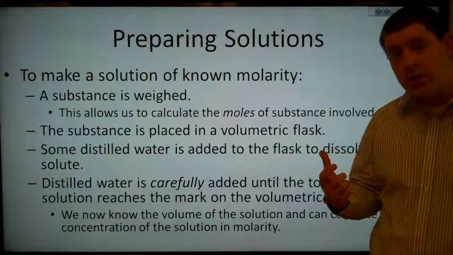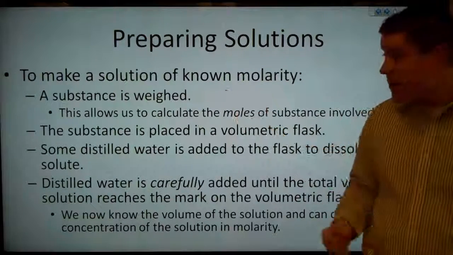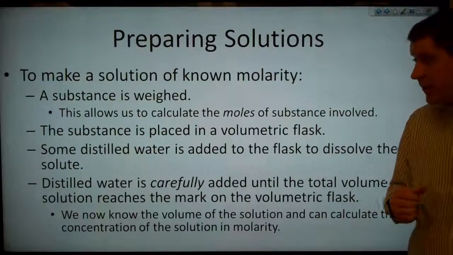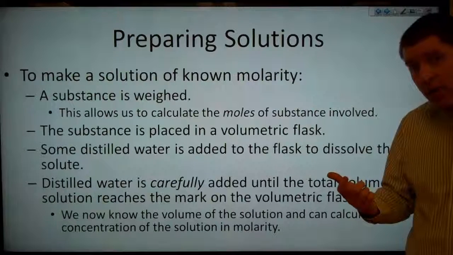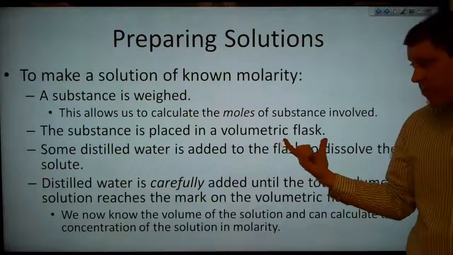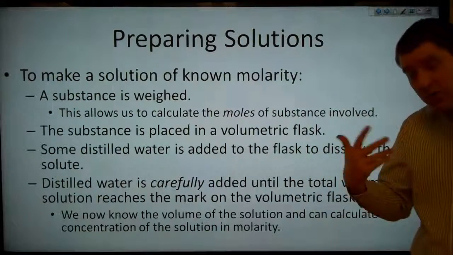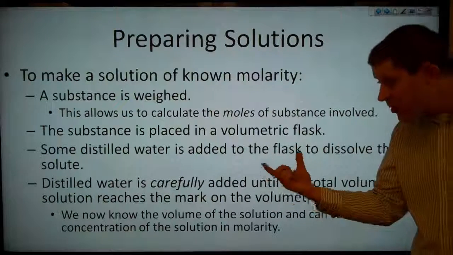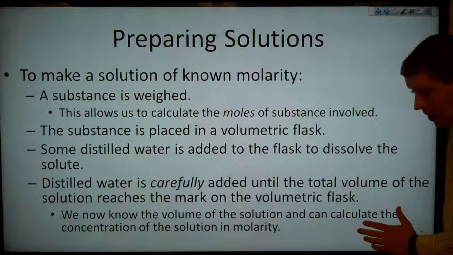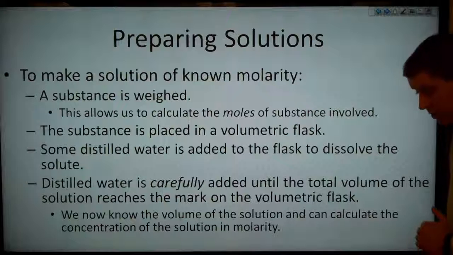So to make a solution whose concentration is known, first we start out by weighing a substance, and this allows us to calculate the moles of that substance involved. And then we just need to find the volume of solution. We then take that substance and place it in a volumetric flask, and some distilled water is added to that flask to dissolve our solute. We may swirl it around. And then distilled water is very carefully added until the total volume of solution reaches the mark on our volumetric flask. And now we know the volume of the total solution.